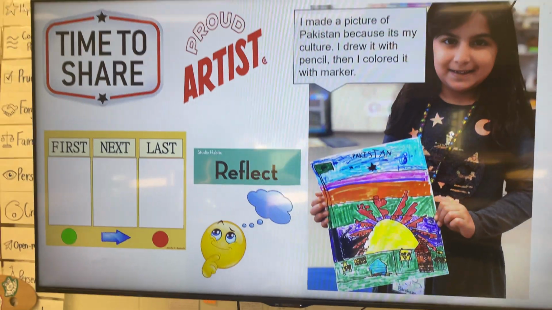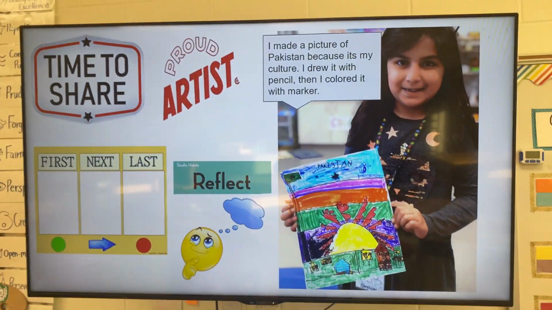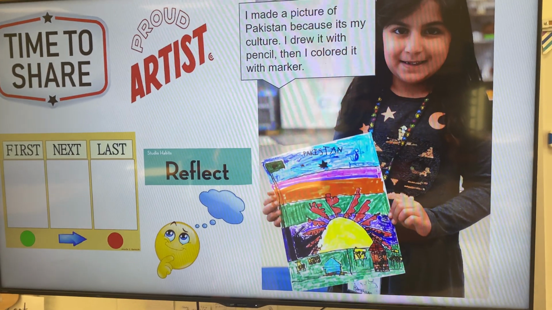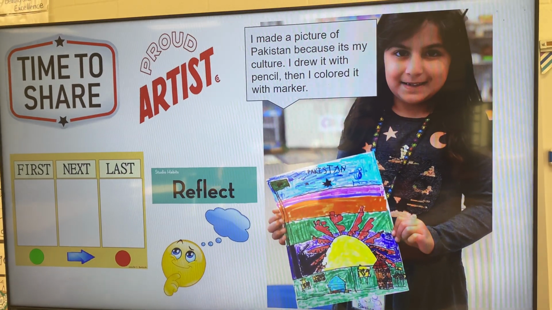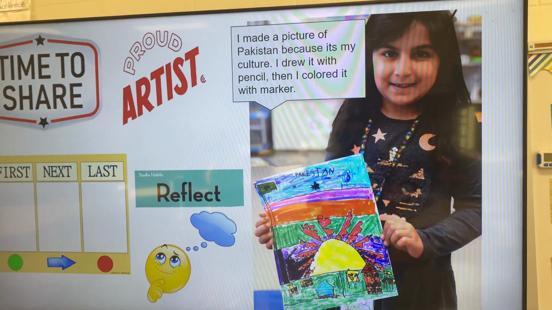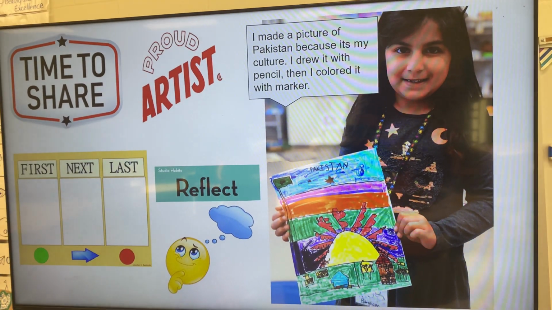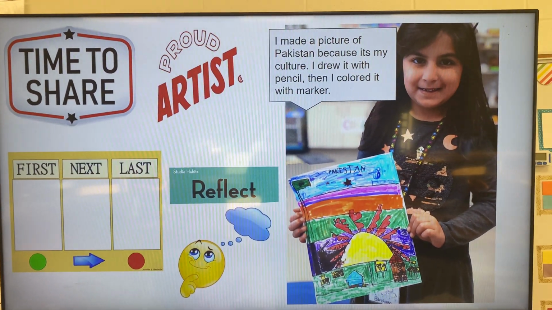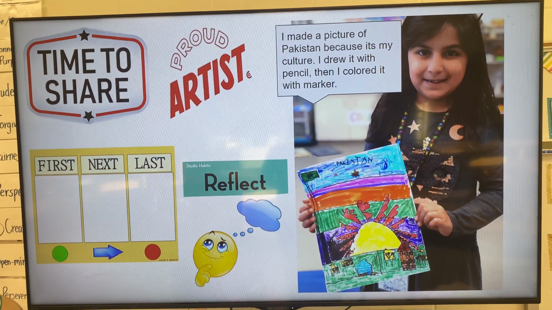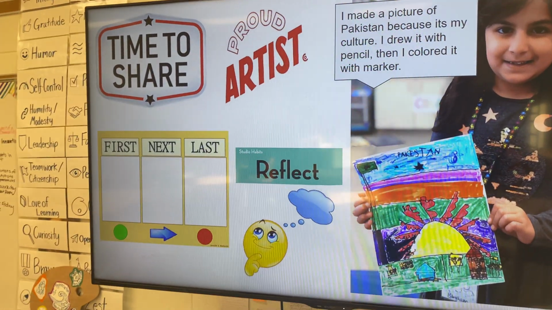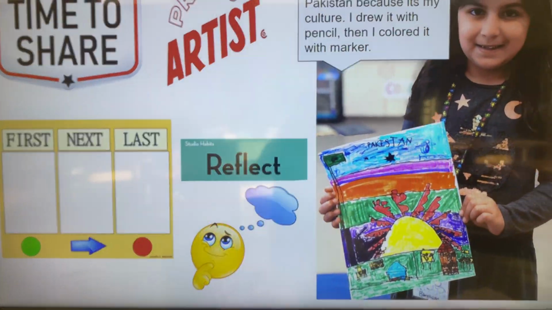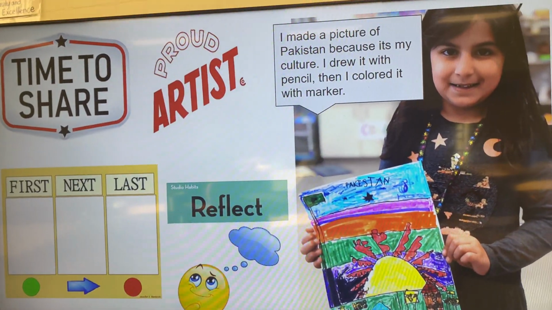Let's review some examples. So this is a hawk. Her name is Za, and she has a family who is from Pakistan, which is a country. And I'm going to explain to you what that might sound like if she talked about her art. She might say something like, I made a picture of Pakistan because it's my culture. I drew it with pencil. Then I colored it with marker. So she was using this to talk about the steps in her artwork and the art material she chose.